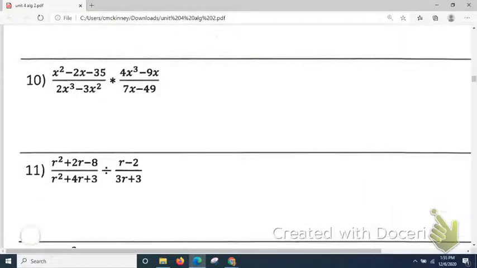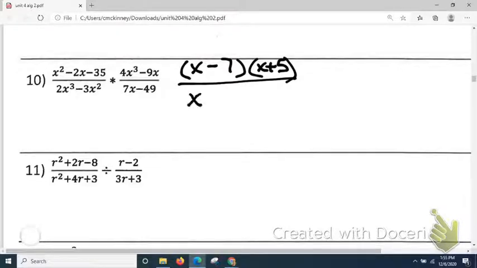All right, we'll look at 10 and 11 here. So the top of this would be x minus 7 and x plus 5. So again, 2 things that multiply to be negative 35, but they're going to subtract and have a difference of 2. In the bottom, take out the common factor, so x squared, my bad, leaving us with 2x minus 3.